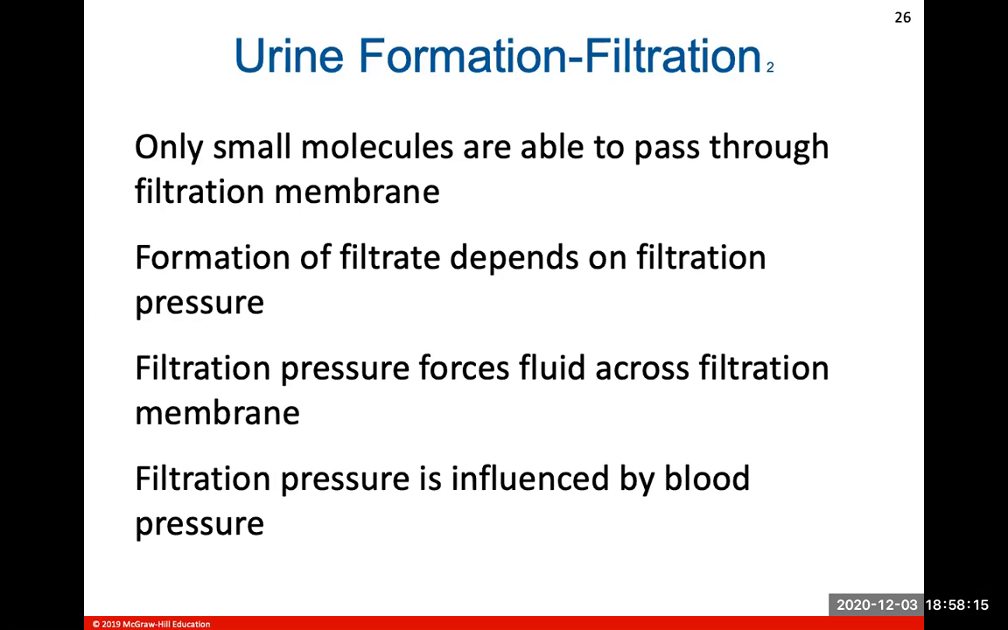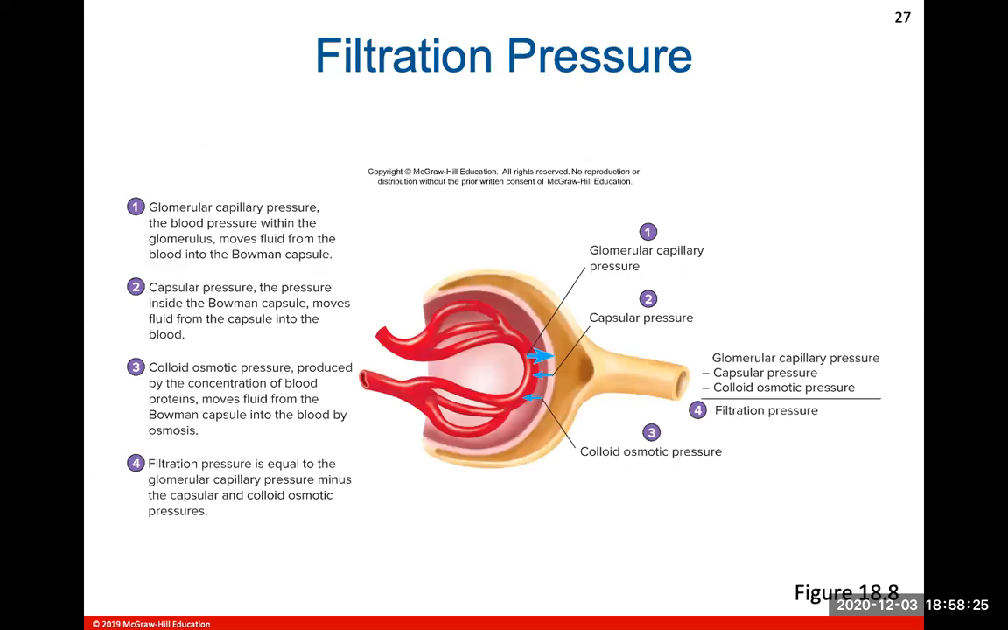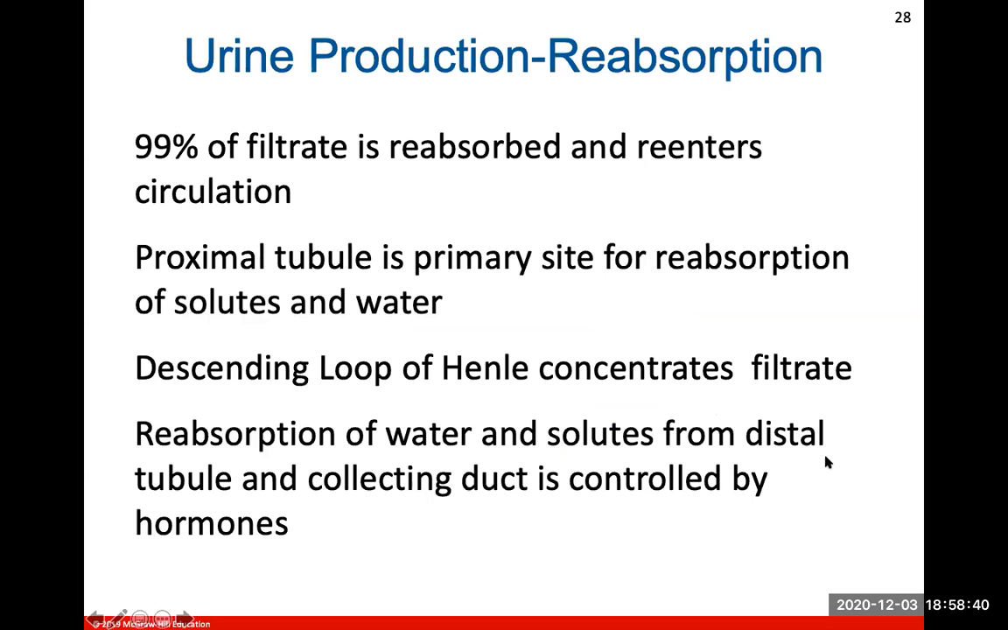The formation of filtrate depends on filtration pressure, and the pressure forces fluid across the filtration membrane, and this pressure is influenced by blood pressure. So here's a look at filtration pressure. Again, this is showing how blood enters and exits the glomerulus and how this increase in pressure forces filtrate across the membrane into the capsular space and through the proximal convoluted tubule.